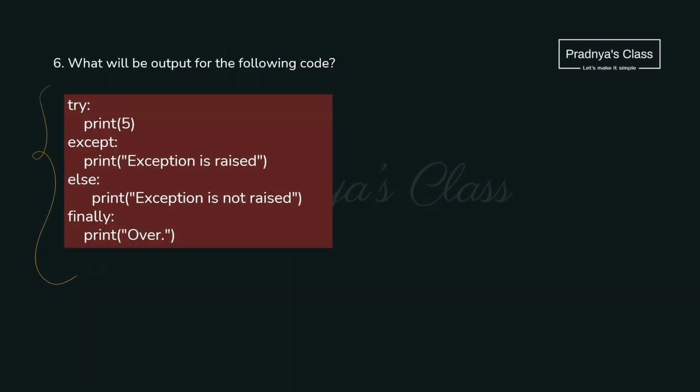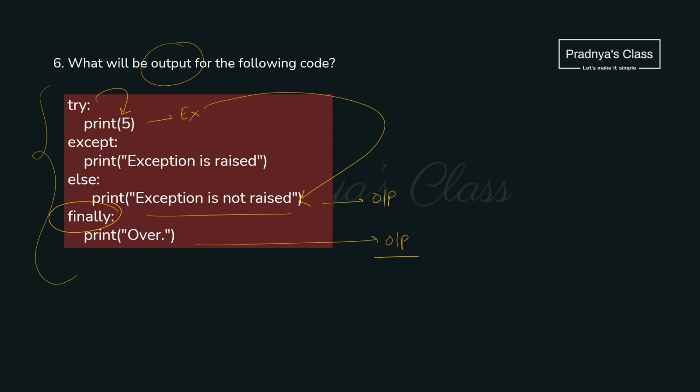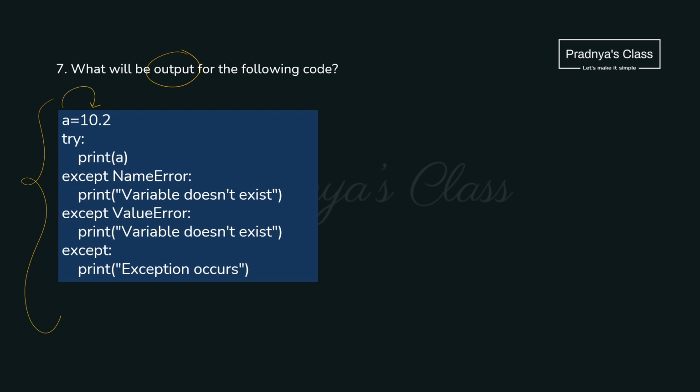Look at this question. We need to find out the output. If you know the answer, pause the video and let me know in the comments. We are trying to print 5. This will not raise any exception. So the control will come to the else block. This statement will get printed. And you know the finally block will always execute. So this other statement will get printed. We initialize one variable with 10.2 and try to print it. So the value of this variable will get printed. It will not go to any of the except blocks because no exception is raised.